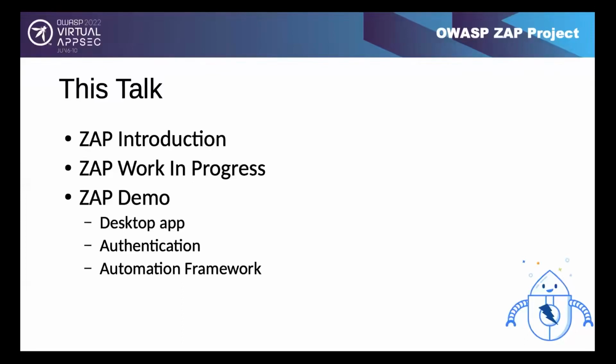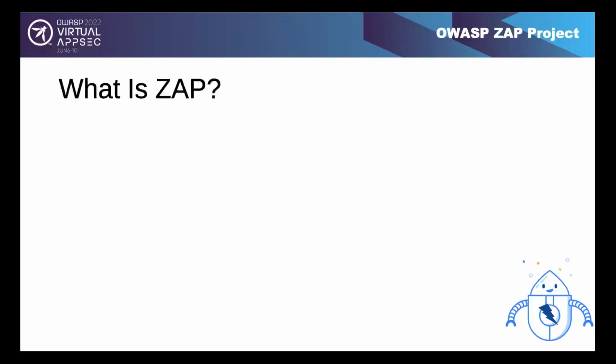I'm going to show a whole range of things, really. I'm not going to go into any great depth here because there's a lot of depth to go into. But I will show the desktop app. I will show how you can set up authentication and pull it all together, and show you how you can actually set up the automation framework using authentication as well. So that's the plan. So what is ZAP? Always a good place to start.